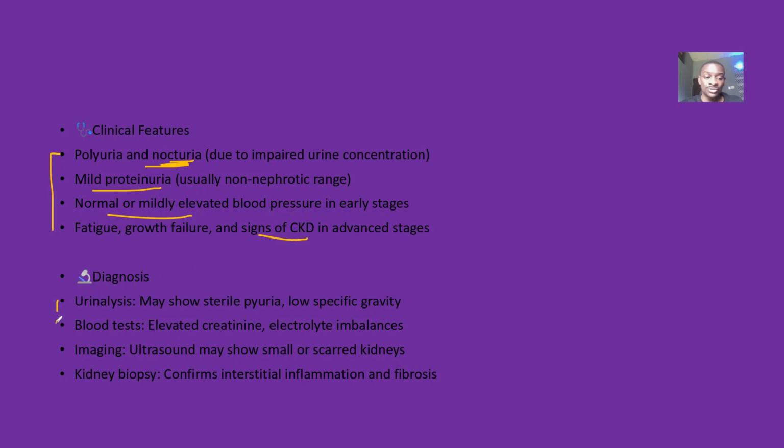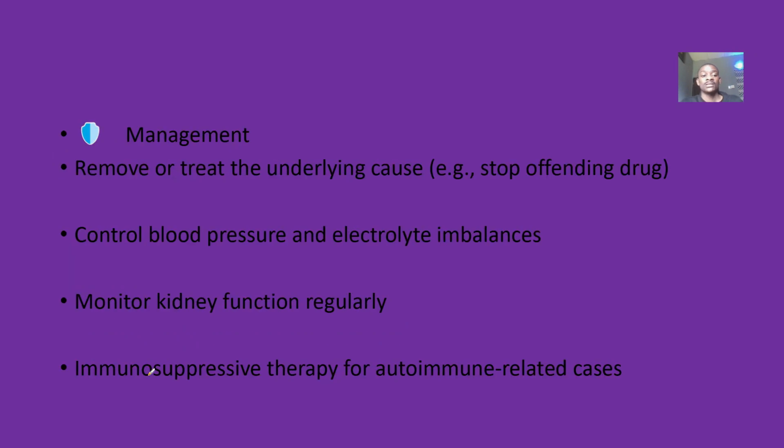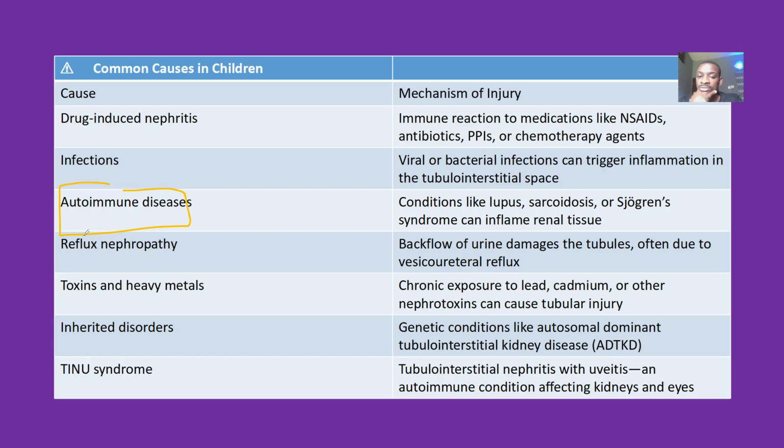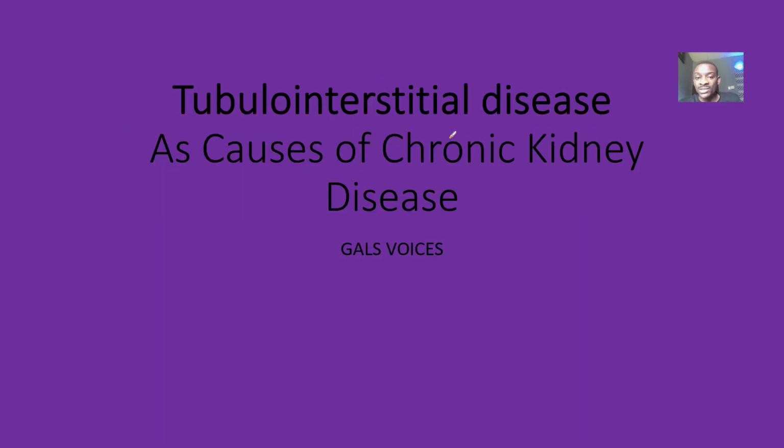For diagnosis, use urinalysis, blood tests, imaging, kidney biopsies. The management, most of the time, is to address whatever is actually causing the issue. So try to do away with that thing that is causing the issue. Control blood pressure, control electrolyte balance, monitor kidney functions regularly. Then, if it is autoimmune issues, you can give drugs to calm down the immune system. So that's what you have here for tubulointerstitial disease.